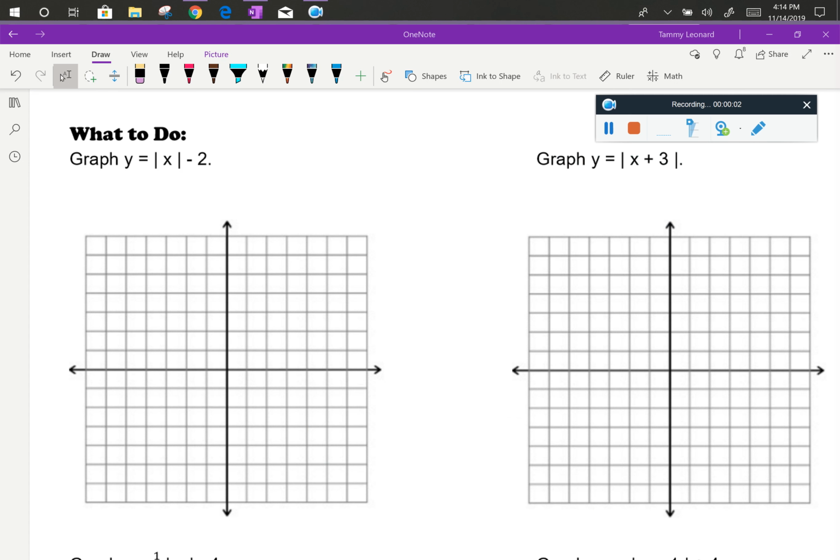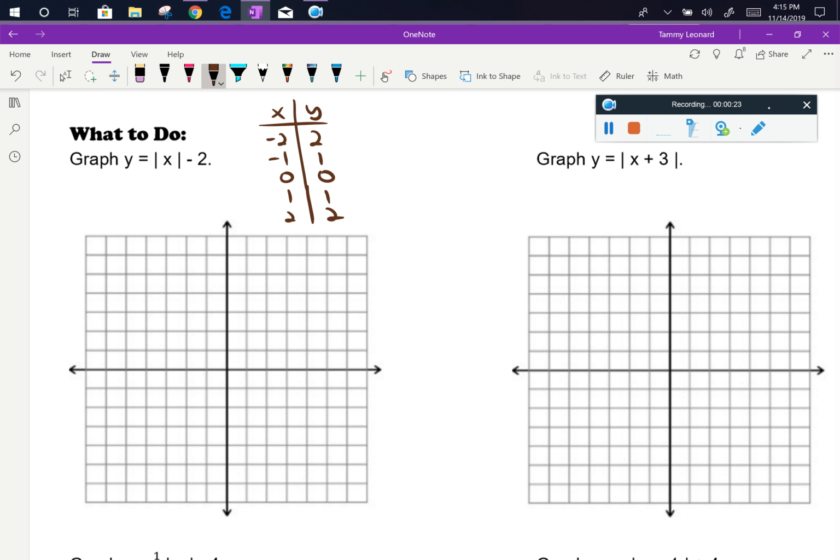Okay, each of the graphs in this what to do section is going to start with the same table, the parent function for the absolute value. We know if we take the absolute value of -2, -1, 0, 1, and 2, we get 2, 1, 0, 1, 2. And so we're not going to have to do a lot of tedious plugging in anymore.